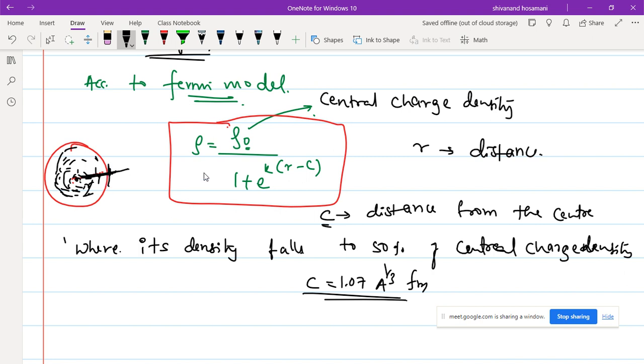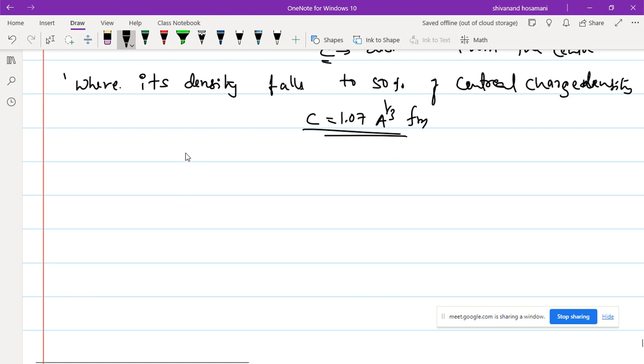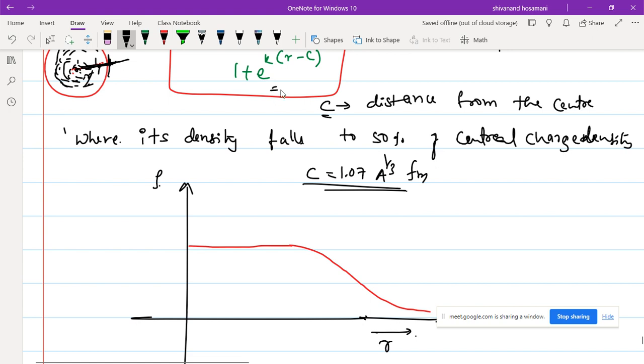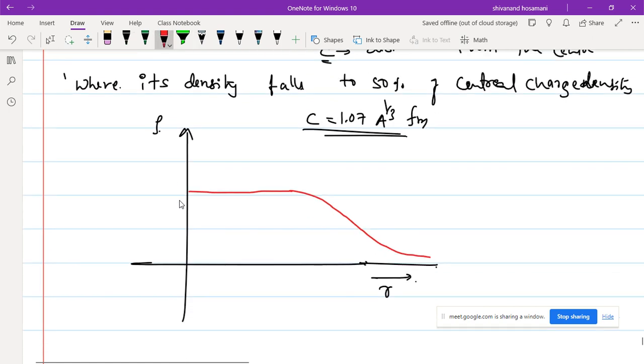Generally we treat the y-axis as density and the x-axis as distance r. Then the graph is like this. It will be constant for some region, then after that it falls off slowly. This expression explains it. Here the density is constant at distance r equal to 0, which is the center of the nucleus.